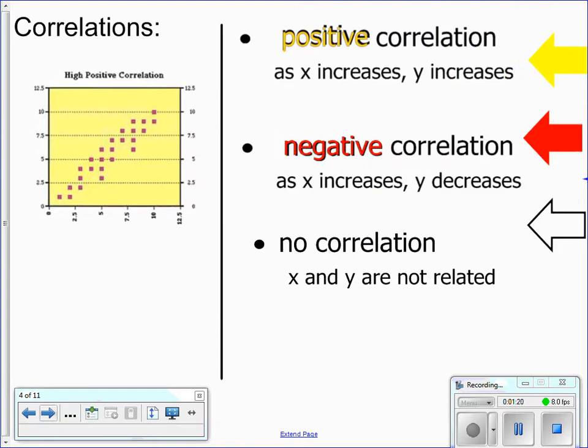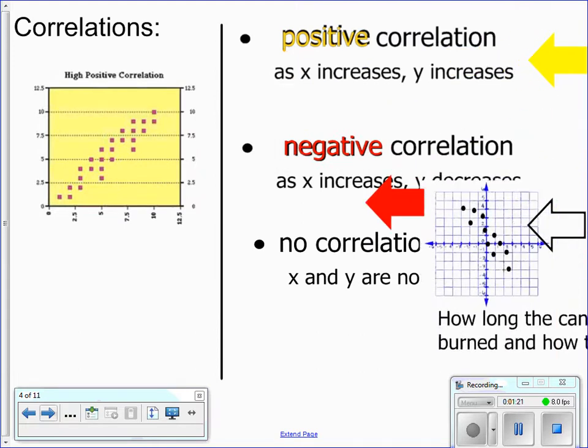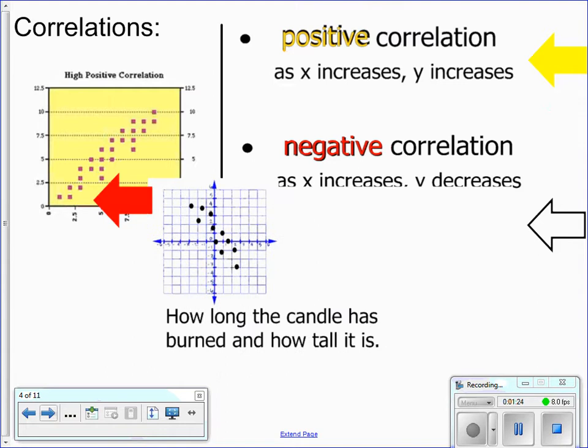A negative correlation is when x increases, y decreases. So for example, how long the candle is burned and how tall it is. So the longer it burns, the shorter the candle actually gets.